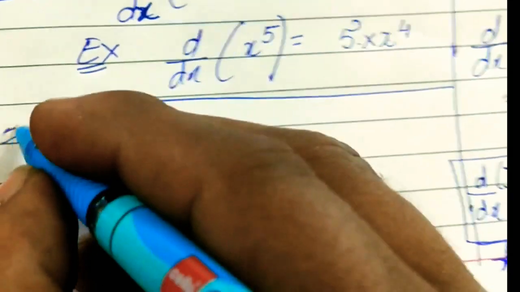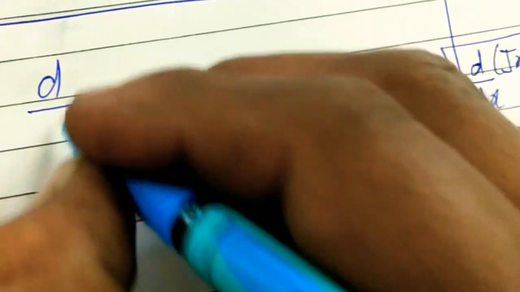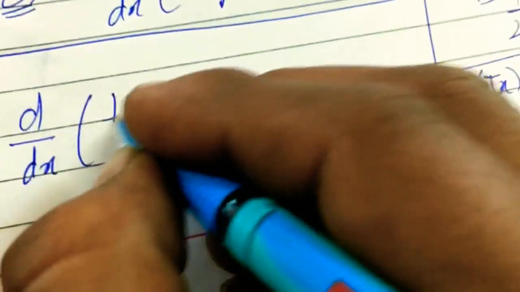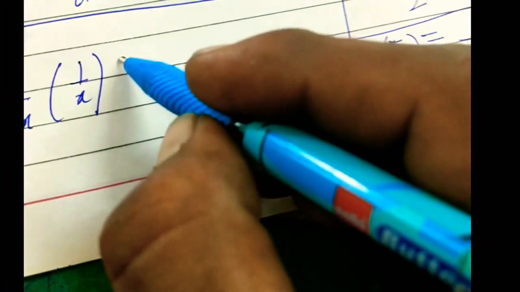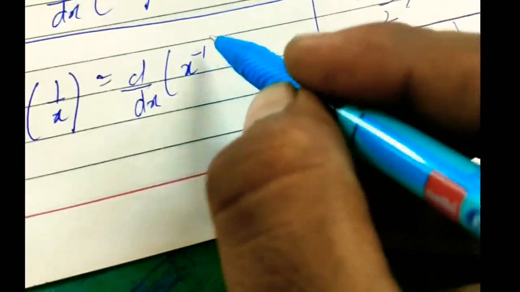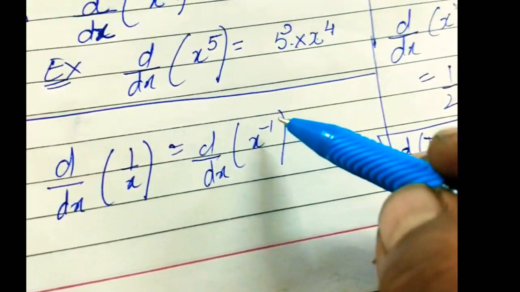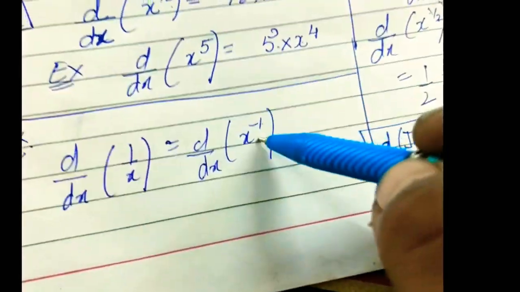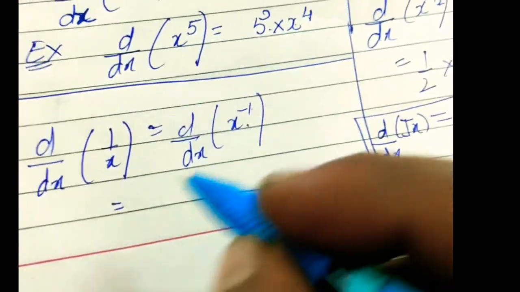One more example for this. Let's say we have to differentiate 1 upon x. So we can write 1 by x as x to the power minus 1. Now instead of n we have minus 1. So how will it be differentiated?